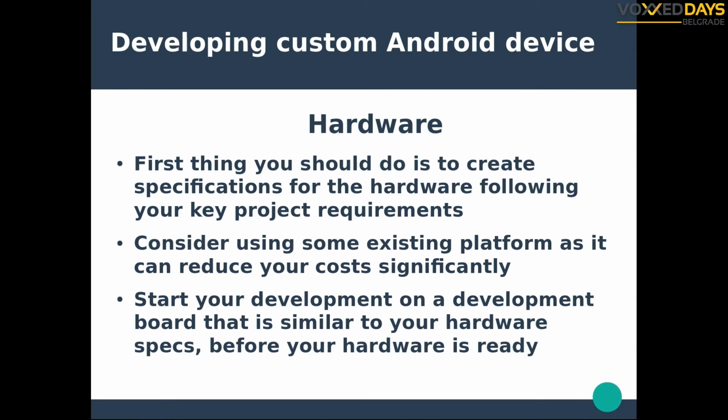To do that, you can use the development board from some supplier whose platform you probably decided to make your device on, and you can develop your applications and other parts of your project, like the backend and everything, on the development board. Then when you get the final hardware, you will move to the custom hardware and test if everything works the same as on the development board.